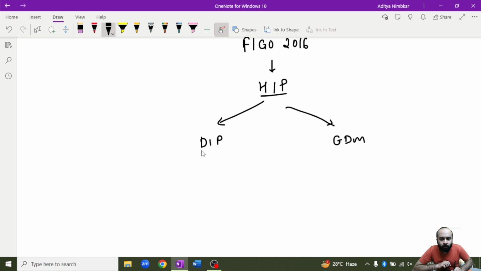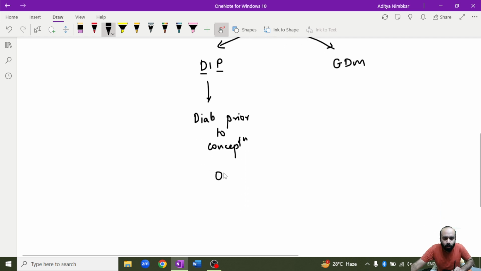Now, very easy to remember. Over here you can see that diabetes is occurring before pregnancy. In the word itself, in the nomenclature itself, diabetes is seen prior to pregnancy. So it indicates that the female has diabetes prior to conception. It also indicates diabetes that develops in the first trimester, diagnosed for the first time during the first trimester. So either of these two.